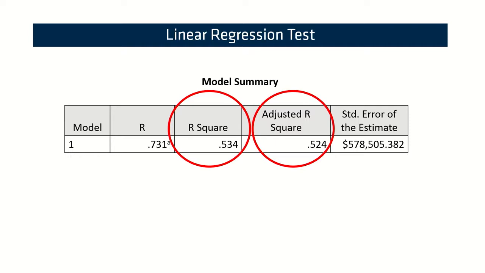The value is interpreted in percentage, where 0% indicates that the model explains none of the variability of the response data around its mean. And 100% would indicate that the model explains perfect variability of the response data around its mean.